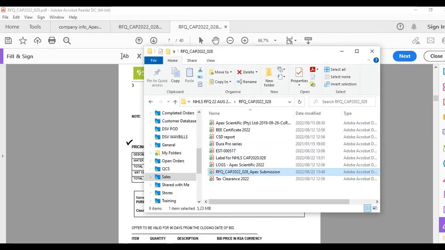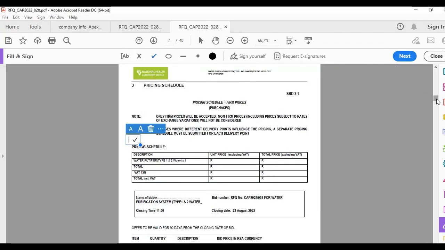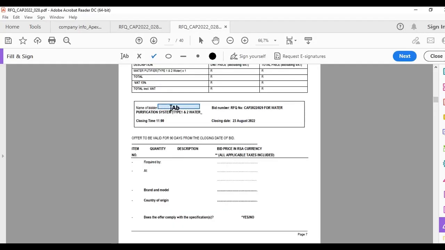Okay, so at this point then there is a technical specifications document, so you can leave this blank for now and come back to it. Here you need to put Apex Scientific. Wherever it asks you for name of bidder, you put Apex Scientific. Okay. And then you'll need to fill this out. So required by NHLS at whichever address it is required. The brand and model, so like for our water systems, it's High-Tech water systems, and it depends whichever model the rep is quoting on. And the country of origin depends on the brand. High-Tech is in China, CAP is in Denmark or Germany.